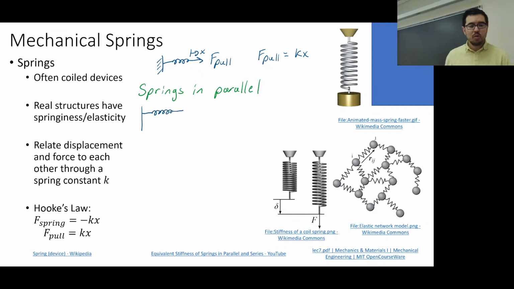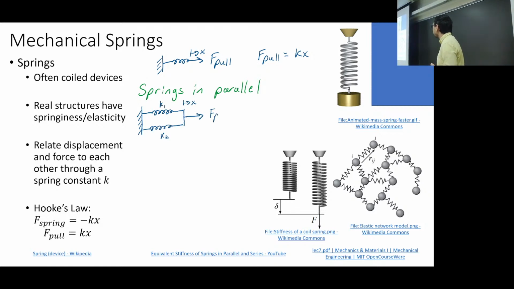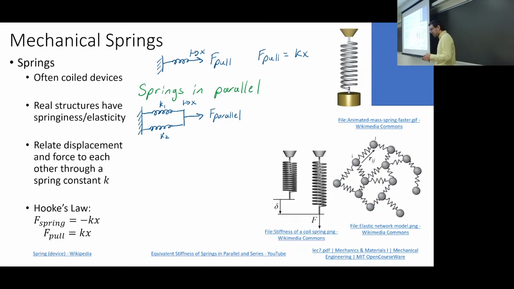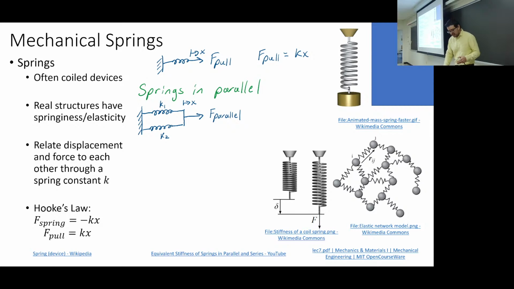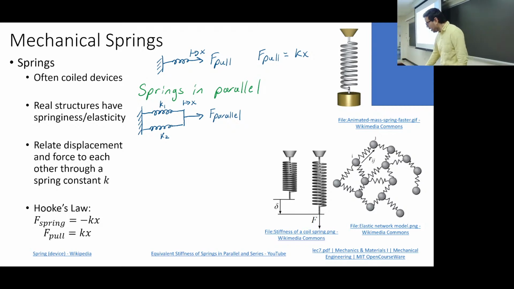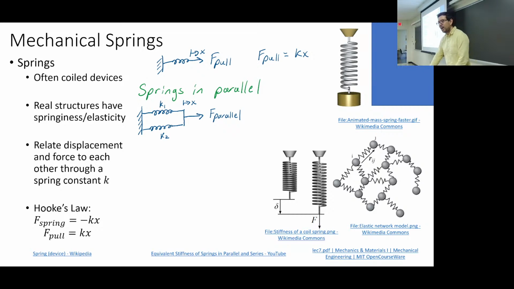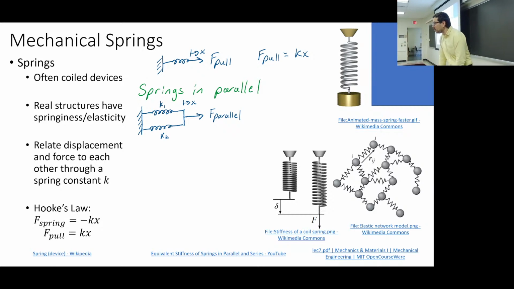Intuitively, if I have two legs on this table, and I add two more legs that are the same stiffness to this table, I know that it's going to be a stiffer structure, okay? So that's springs in parallel in action.